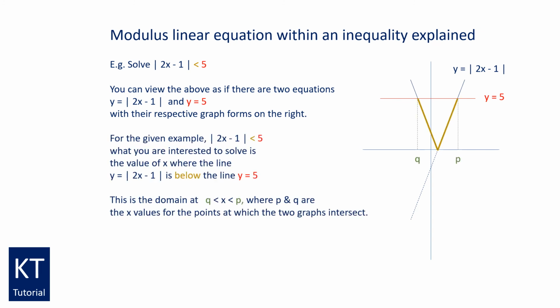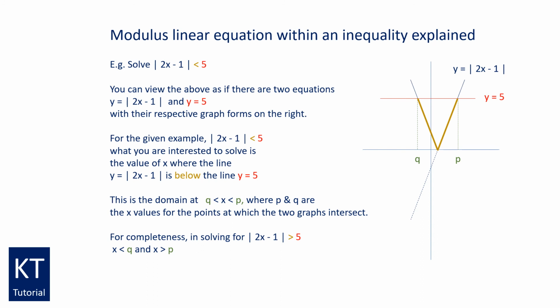For the given example, you have to solve for the modulus of 2x minus 1 being less than 5, and what you're interested in solving is the value of x where the line y equals the modulus of 2x minus 1 is below the line of y equals 5. This is shown as the bolded yellow line on the diagram. This is the domain at which x is between q and p, where p and q are the x values for the points at which the two graphs intersect.